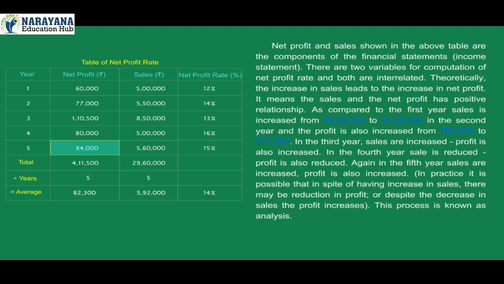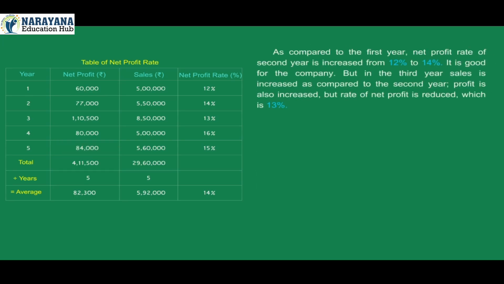In practice, it is possible that in spite of having an increase in sales, there may be a reduction in profit, or despite the decrease in sales, the profit increases. This process is known as analysis. As compared to the first year, net profit rate of the second year increased from 12% to 14%. It is good for the company.